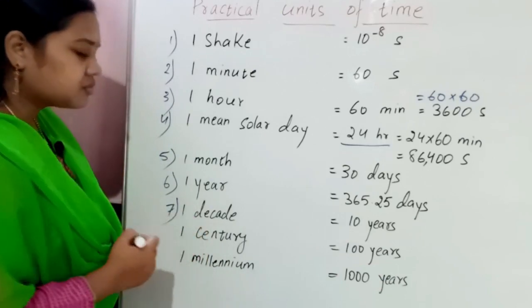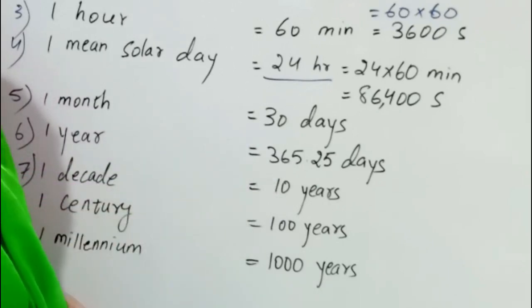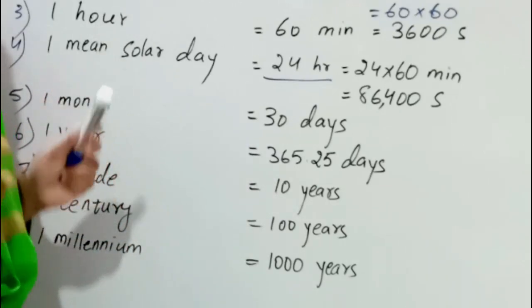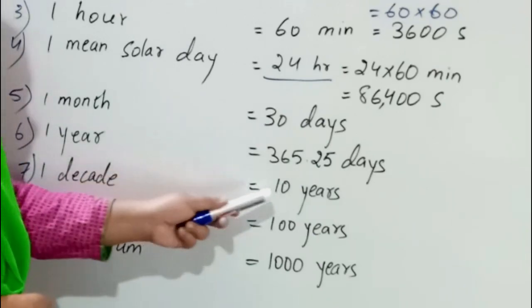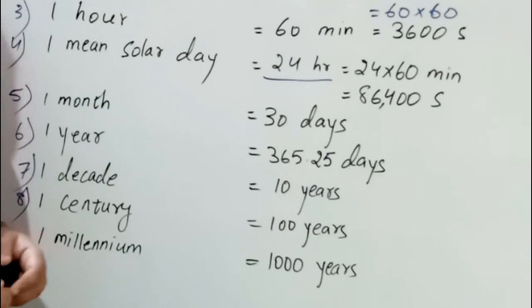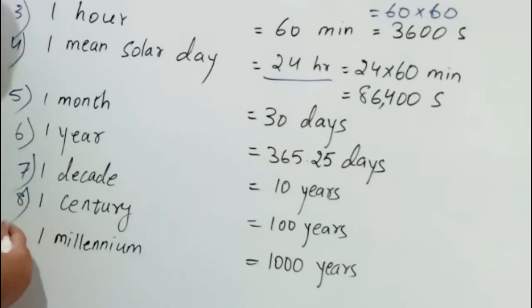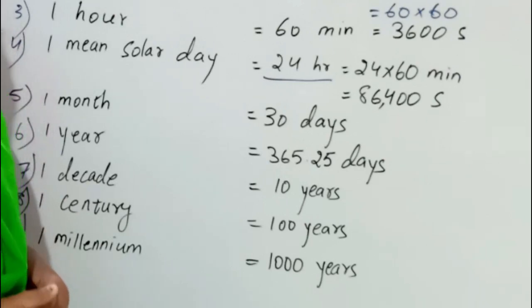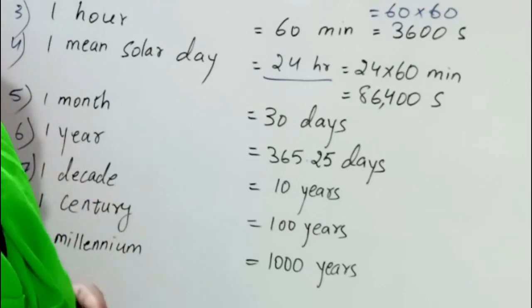Next, seventh is 1 decade. 1 decade is equal to 10 years. A duration of 10 years is known as 1 decade. Next is the 8th one, 1 century. 1 century is 100 years. A duration of 100 years is known as a century. Next, 1 millennium. 1 millennium is 1000 years. A time of 1000 years is considered 1 millennium.